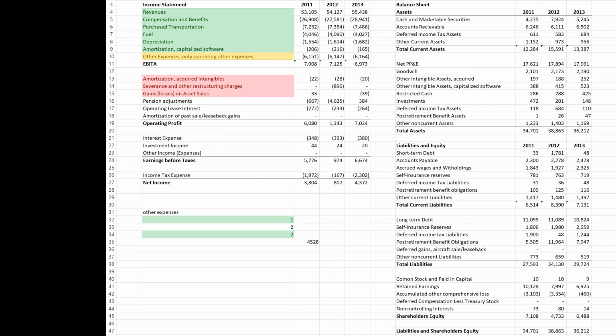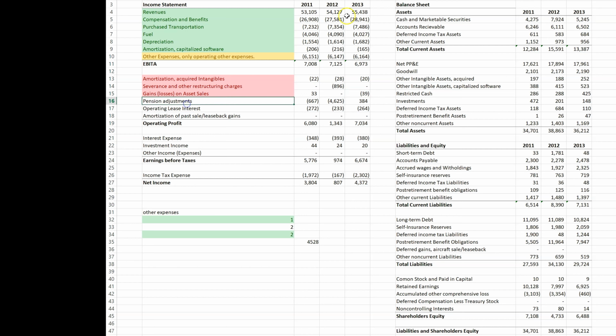Gains and losses on asset sales. This is UPS either selling an asset that they own for more than it's worth, which is then a positive amount, or selling an asset that they own for less than it's worth, so they've taken a loss. And again, UPS isn't in the business of selling assets. They're in the business of delivering packages. So this isn't an operating item.